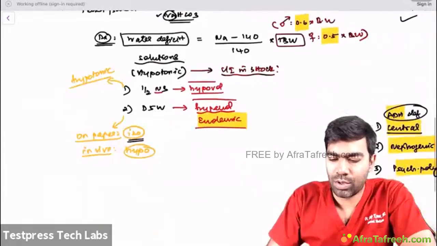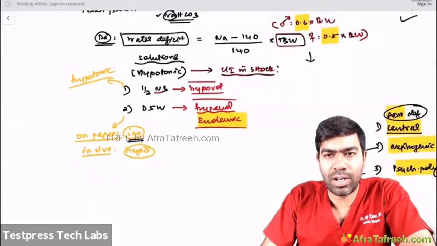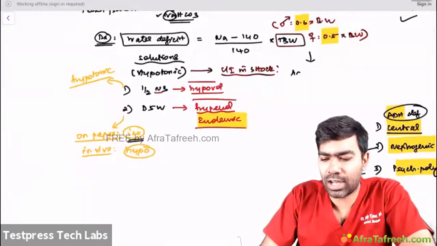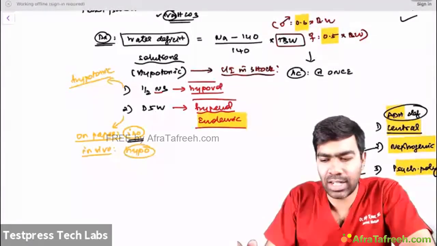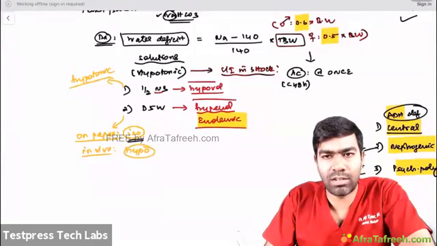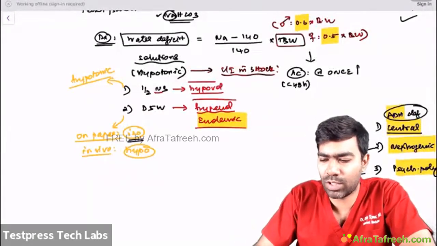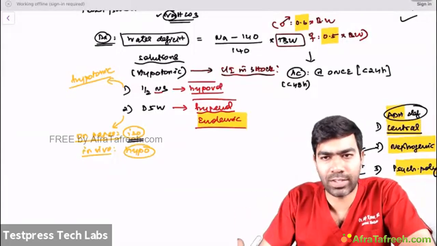Fine. So now you know how to replace water. How fast you will replace this water deficit is also a question. It depends. If it's acute, at once itself you can replace the entire water deficit. Whatever the water deficit is, even if it's 3 liters, if it's an acute hypernatremia that is happening within 48 hours, then you can give it at once, no problem. Even within 6 hours, within 1 day, I'm talking within 24 hours, you can correct all this water deficit, no problem.